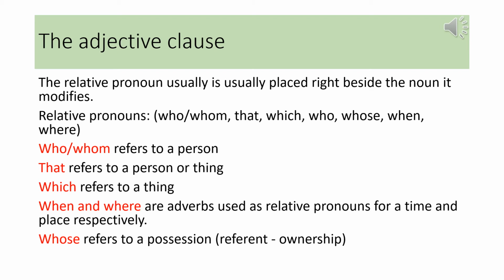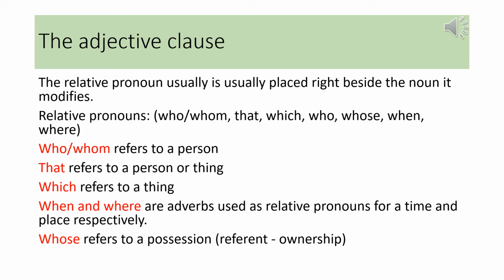Adjective clauses usually start with a relative pronoun, and the relative pronoun is usually placed right beside the noun it modifies. Sometimes, however, you will get a prepositional phrase in between the noun it modifies and the relative pronoun. Relative pronouns, there they are, they're listed there.